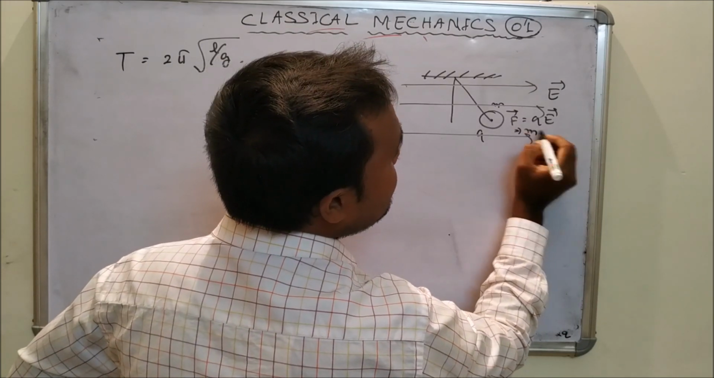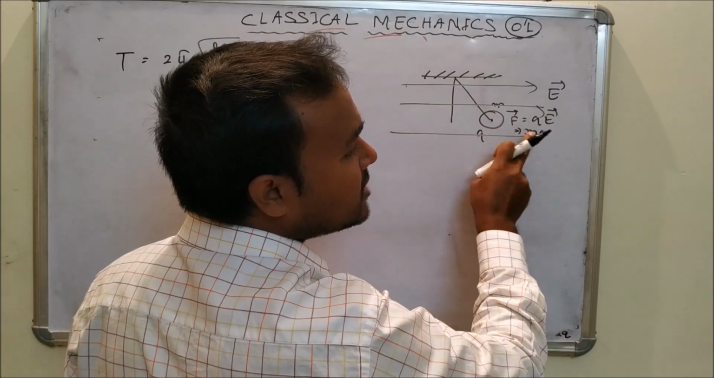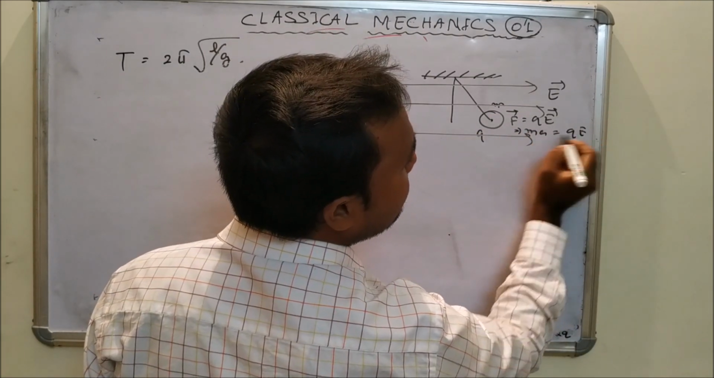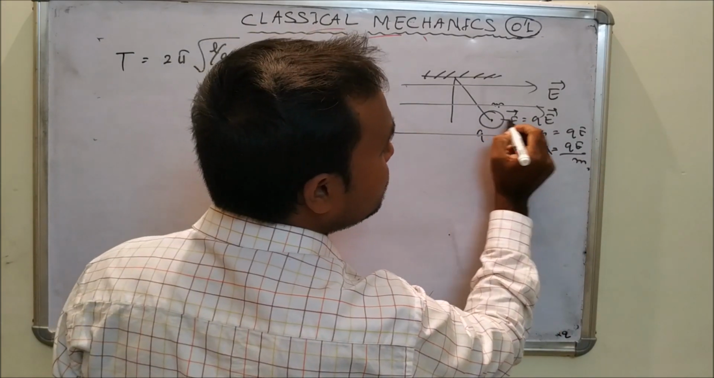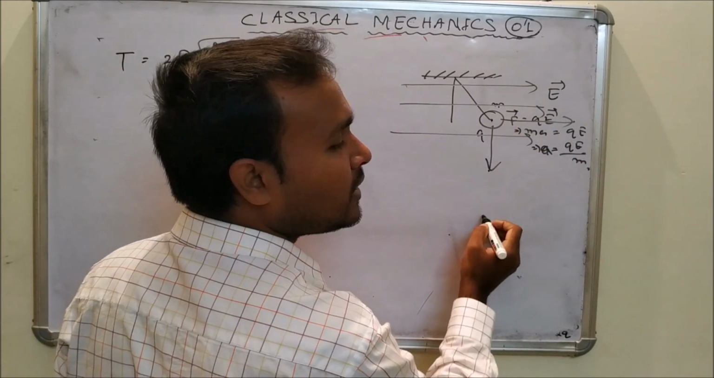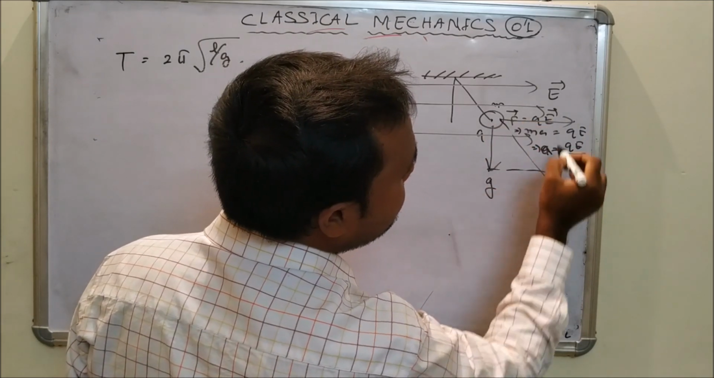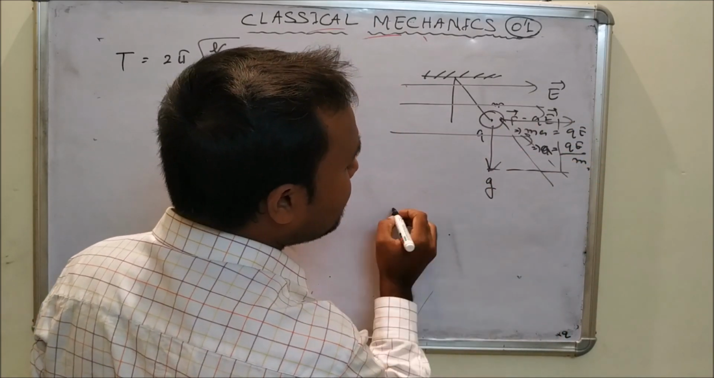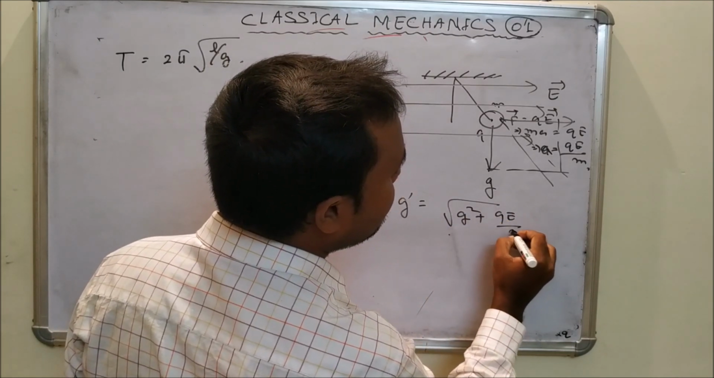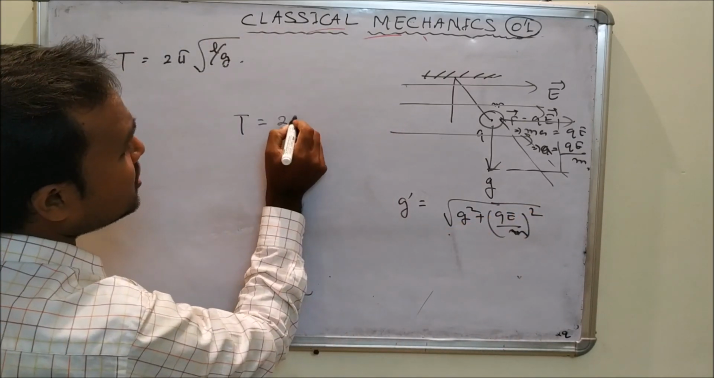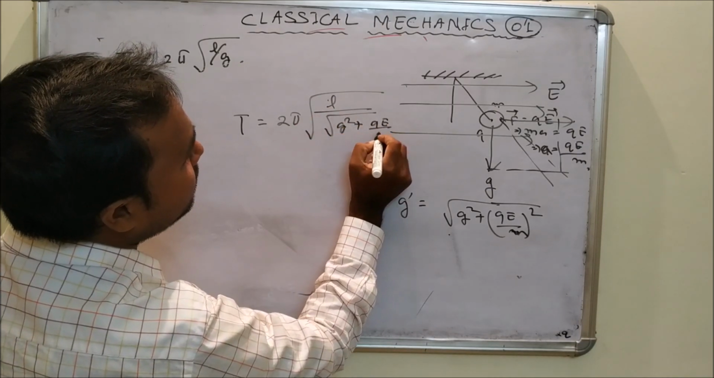So when this charged particle experiences a force along this direction, it experiences an acceleration along this direction. So your a is equal to qE upon m. Another is that this particle also experiences an acceleration because of gravity. So if I draw it, using the parallelogram law, what will be the effective g? Your g dash will be under root of g square plus qE upon m whole square. Therefore time period T will be 2 pi under root of L divided by under root of g square plus qE upon m whole square.